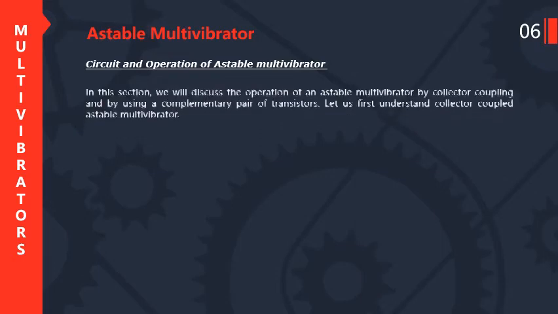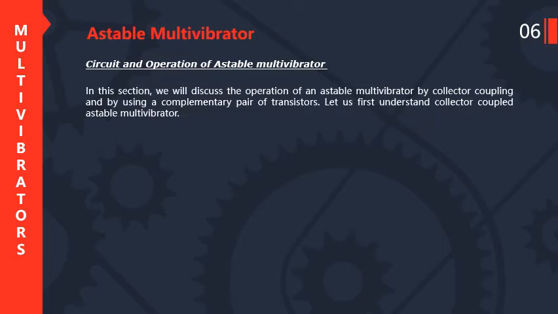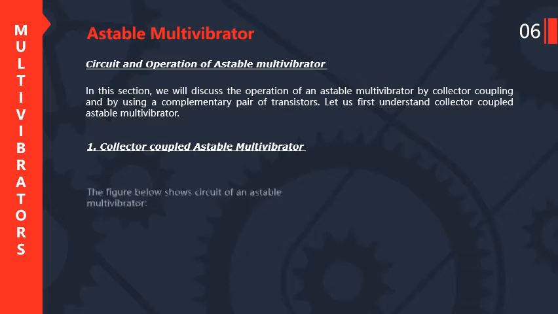Next is the circuit and operation of astable multivibrator. In this section, we will discuss the operation of an astable multivibrator by collector coupling and by using a complementary pair of transistors. Let us first understand the collector coupled astable multivibrator. चलिए पहले हम देखते हैं collector coupled astable multivibrator क्या होता है.